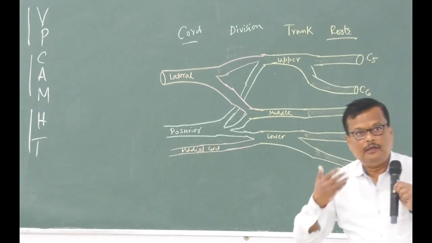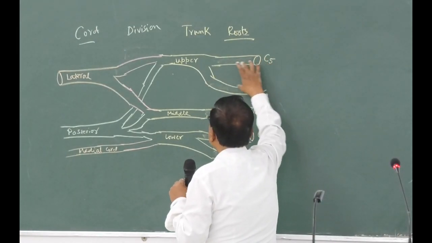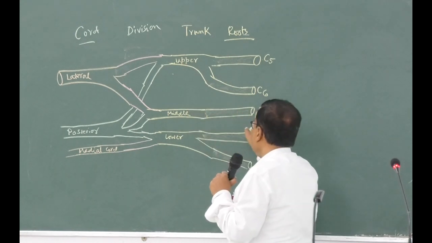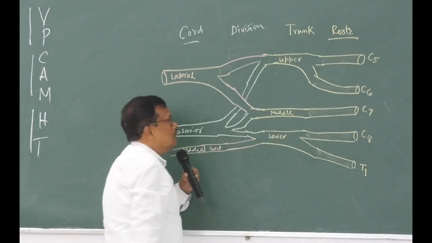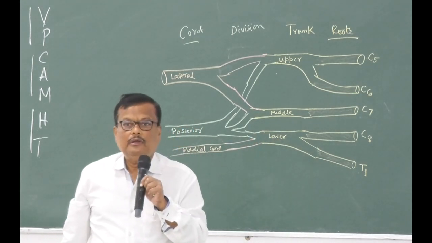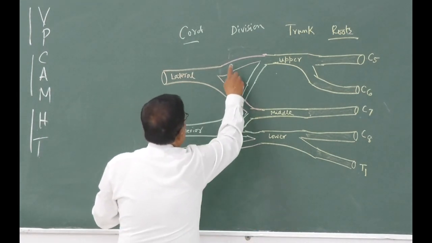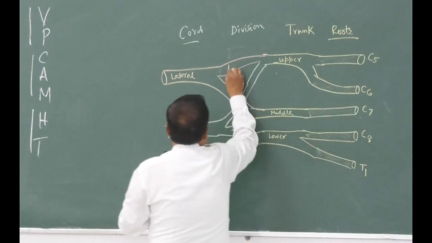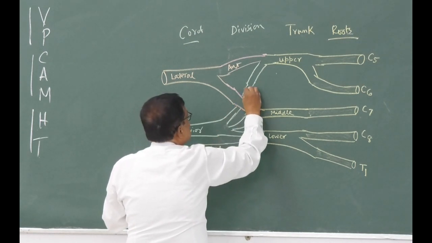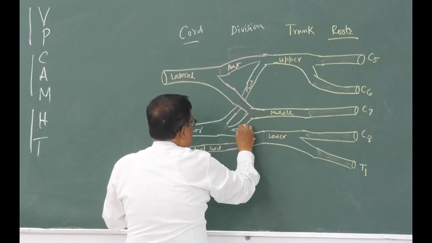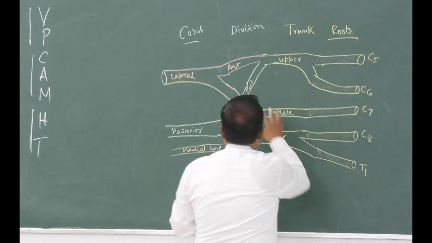So what happened? Recapitulate it yourselves again. C5 and C6 roots join to form the upper trunk. C7 root continues as the middle trunk. C8 and T1 roots join to form the lower trunk. So there are three trunks: upper trunk, middle trunk, and lower trunk. Each trunk after formation divides into an anterior division and a posterior division. This is posterior; it should have been drawn in green.